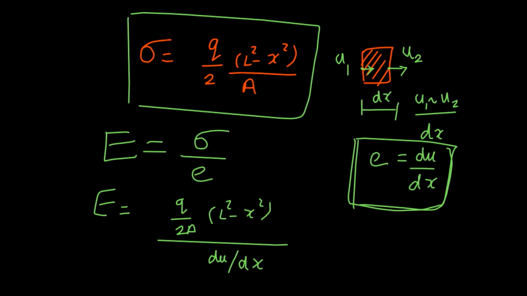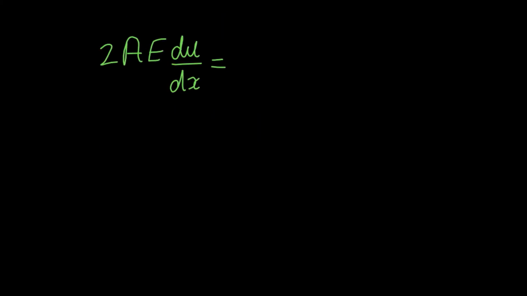So allow the concept to sink in. It is 2AE into du by dx is equal to, on the right hand side, q into L squared minus x squared.